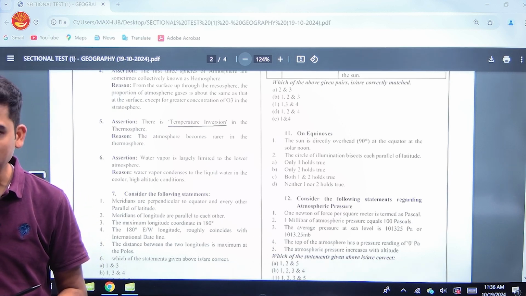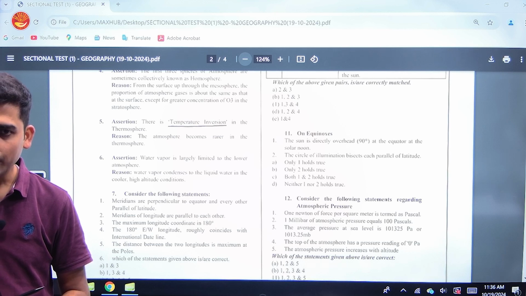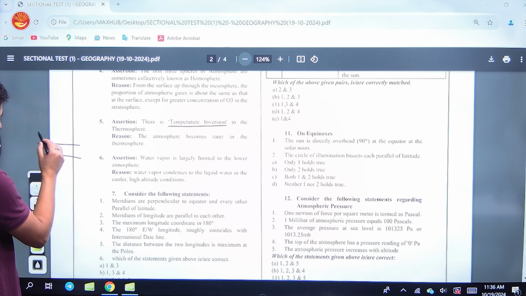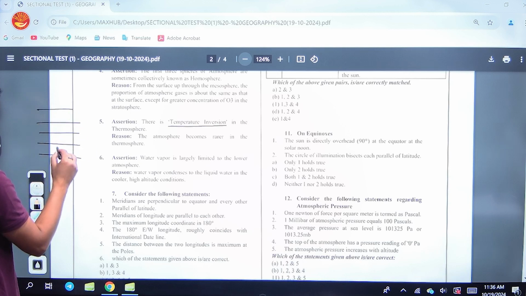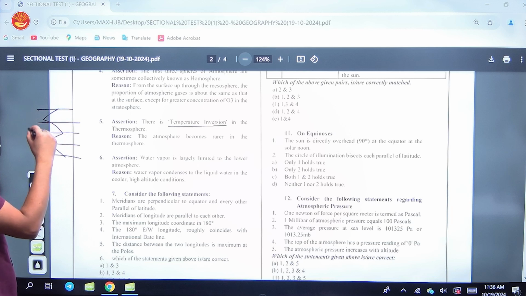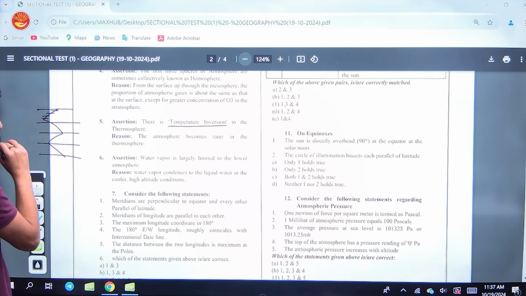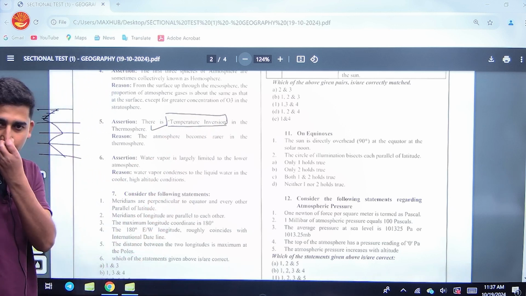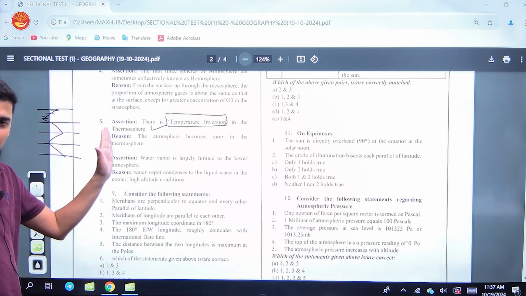Correct है या गलत, सही है, wrong है? True है. If you remember, in the mesosphere the temperature goes down again like this. ठीक है, so as you go up in the thermosphere, subsequent lower layers of thermosphere will be at slightly lower temperature. So there is temperature inversion in the thermosphere. This is true. Okay, this statement one is absolutely true.